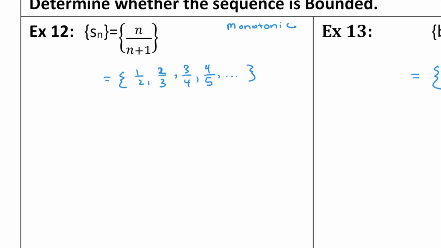Let's take a look at example 12. We know from our prior work that it is definitely monotonic. Now let's see if it's bounded. We're starting at 1/2 when n is 1, but we're never going to get up to 1. So each term is going to be bounded by 1/2 and 0. So each term, s sub n, is going to be trapped between 0 and 1/2. So it's bounded and monotonic. Because it's both, we know that this sequence will converge.